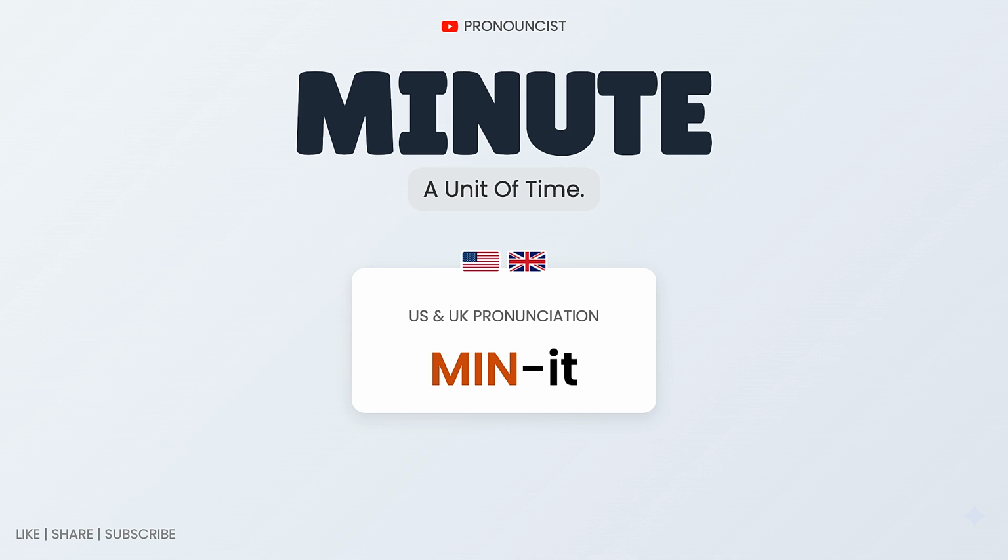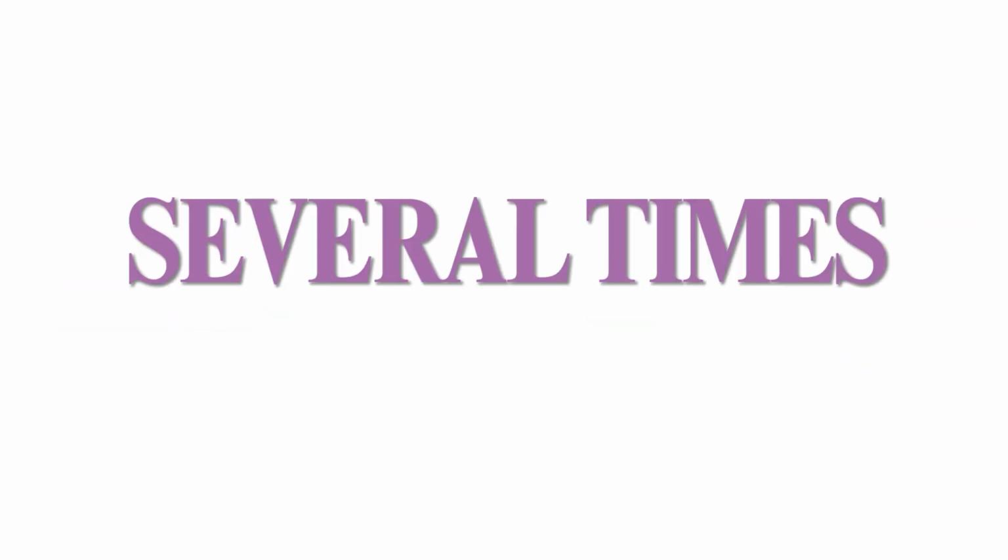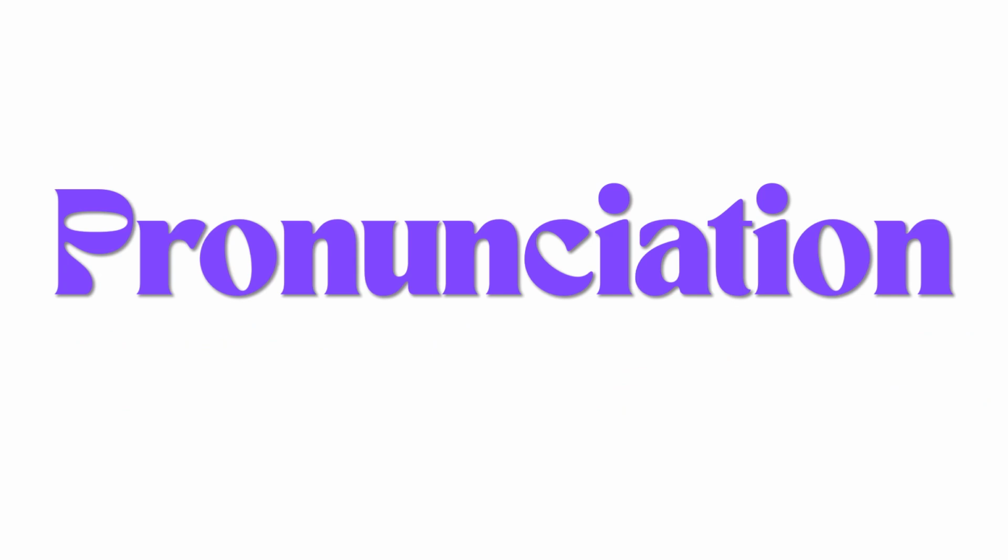Practice repeatedly and you'll soon be able to say this word perfectly. The best way to practice is to repeat the syllable multiple times. The meaning of the word is a unit of time. Try repeating this word several times to improve your pronunciation.